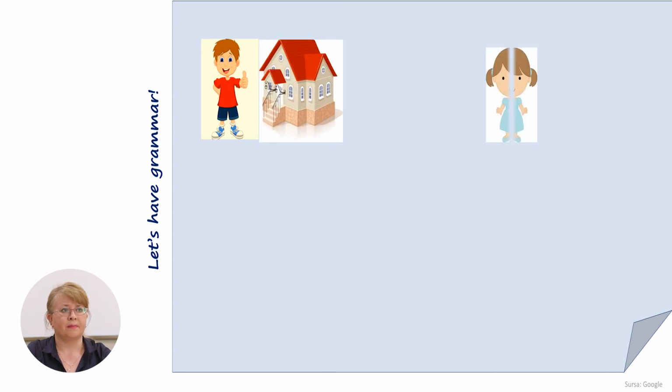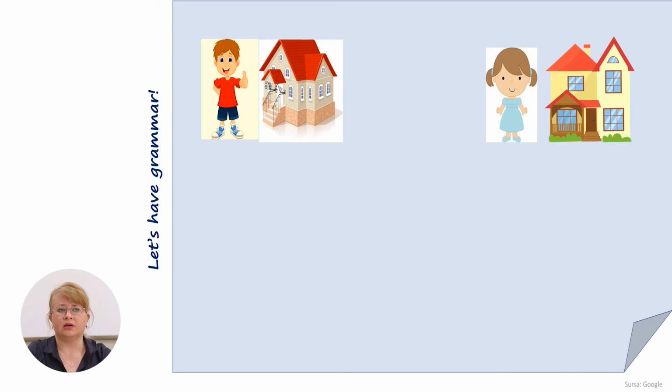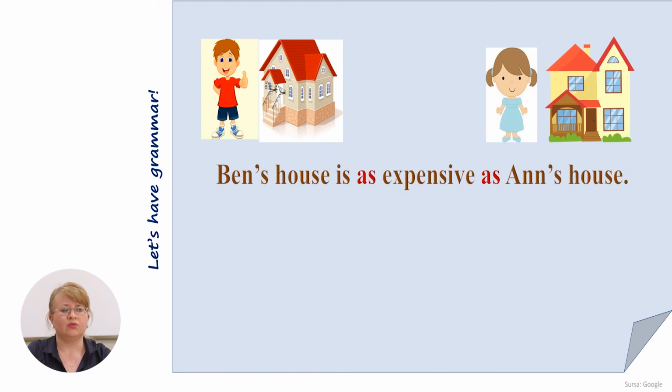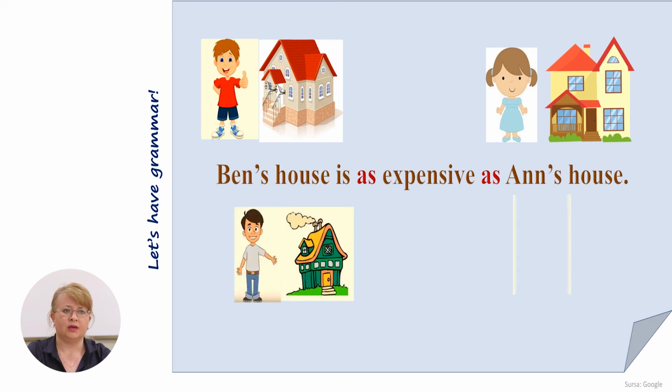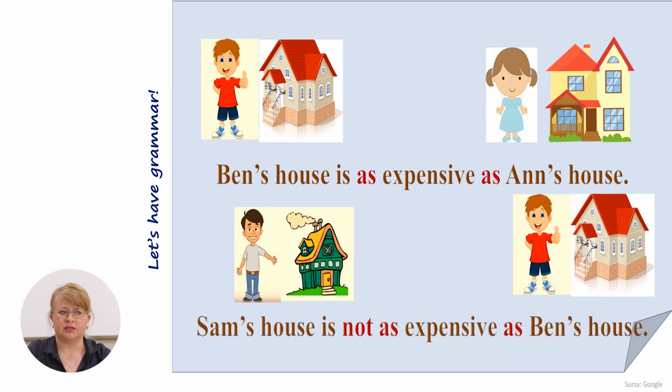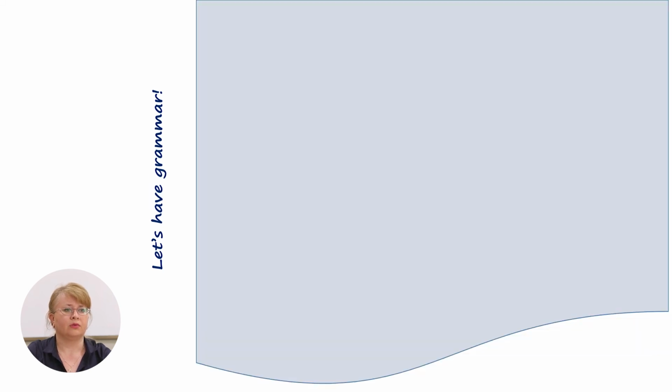What else do we have using comparatives? Interesting facts. You see two guys, they both have houses and they are almost the same. And if we want to say that the houses are almost the same, we use as in English. Ben's house is as expensive as Anne's house, so they have almost the same value or price. But you see Sam again and Ben. Sam's house is not as expensive as Ben's house, so here we have a negative sentence, so we disagree. Right?